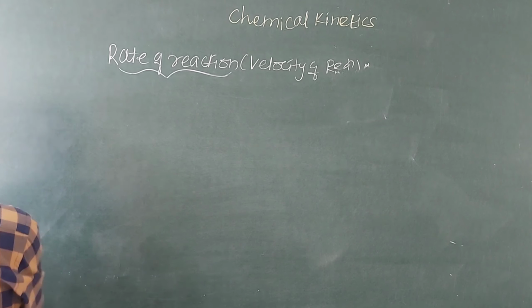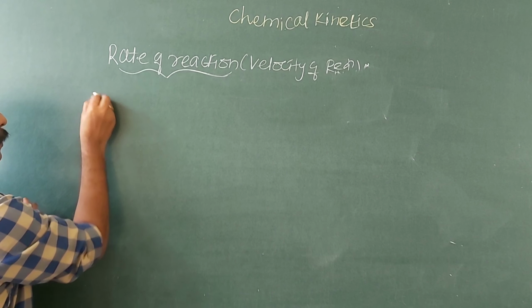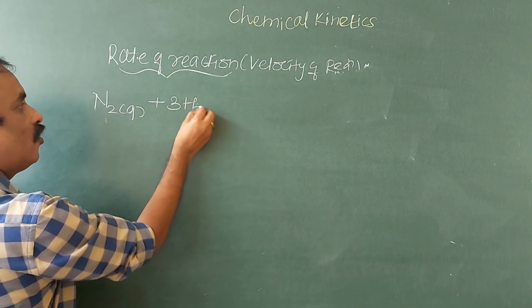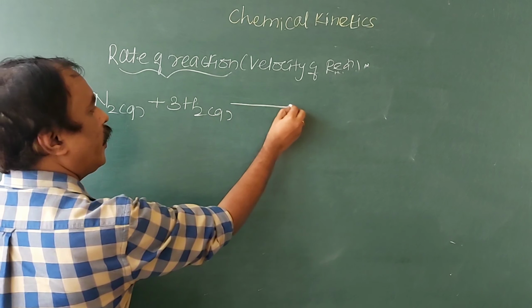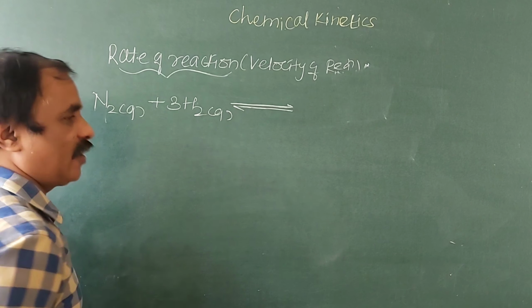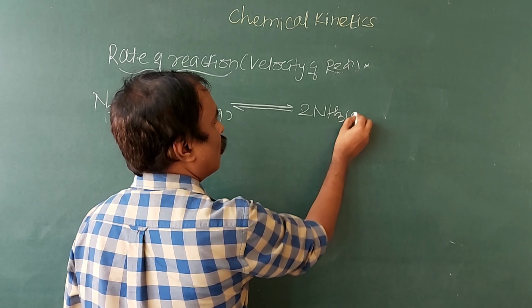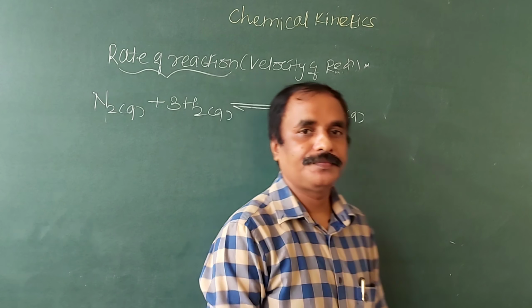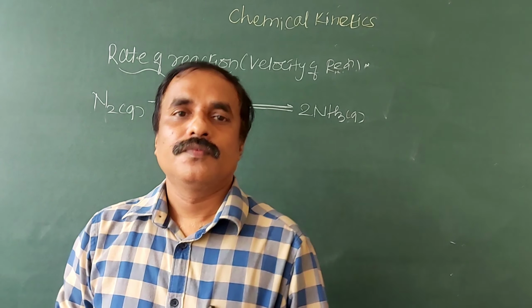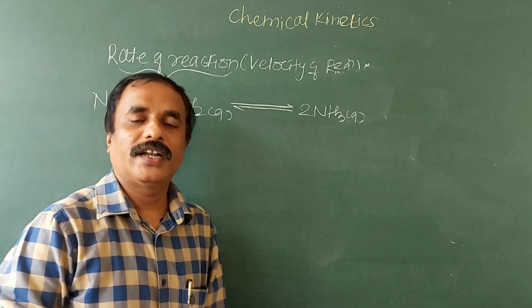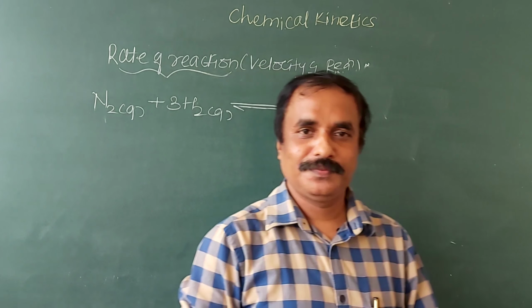What is that reaction? Nitrogen. Here 1 mole of nitrogen reacts with 3 moles of hydrogen. It gives, actually it is a reversible reaction here, formation of 2 moles of ammonia. Catalyst is required here. But how to write the rate of reaction for this?